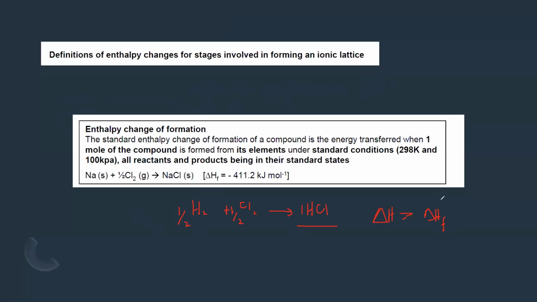If it is done at standard conditions, then we use this symbol as well. This is if standard conditions are used. And what are the standard conditions? The temperature is 298 Kelvin or 25 degrees centigrade, 100,000 Pascal or 1 atm, and all reactants and products in their standard states. Like hydrogen exists as a gas, chlorine exists as a gas, hydrogen chloride is a gas as well. It can turn into an acid when we dissolve it in water, but at room temperature, hydrogen chloride is a gas. Is the definition of enthalpy change of formation clear? You have to learn this definition.